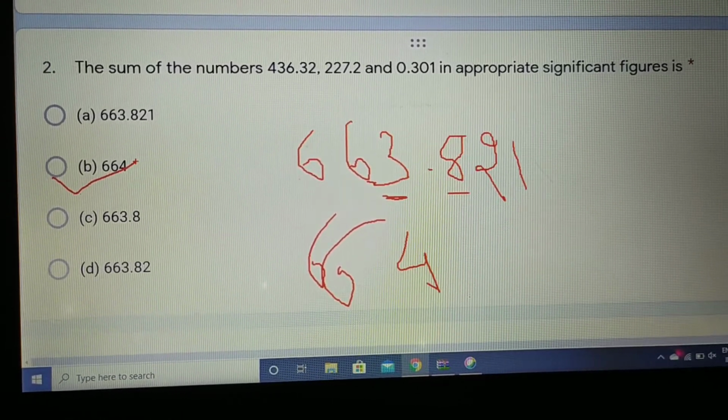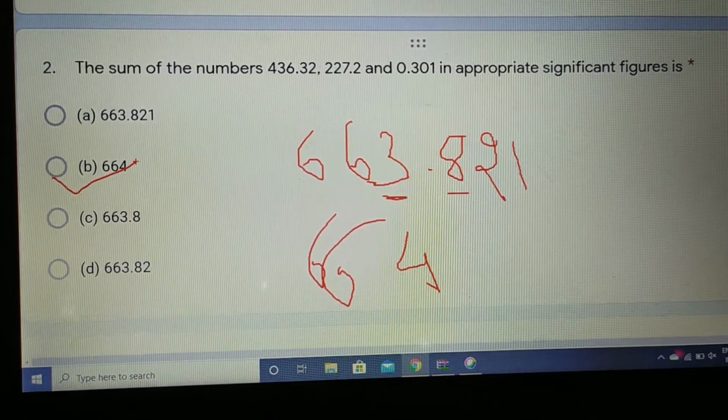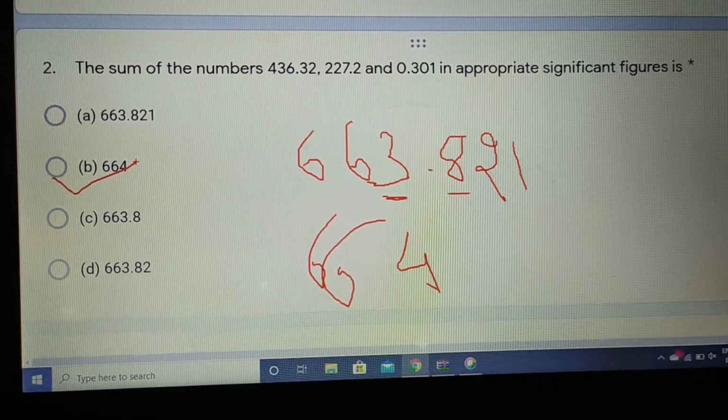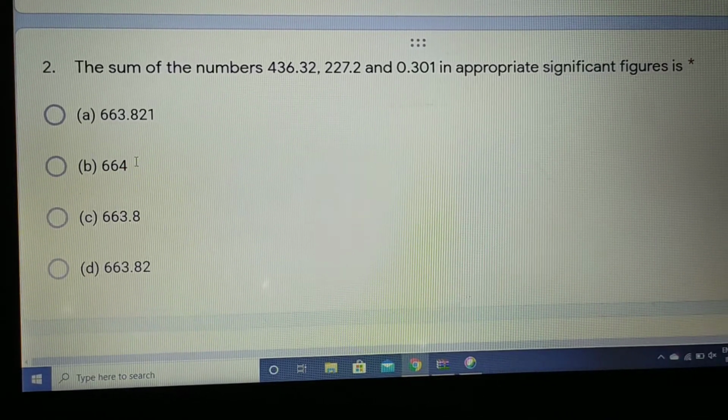So I have discussed both the methods to find the appropriate significant figures in the addition of any number of digits. So now let us move to the next question.